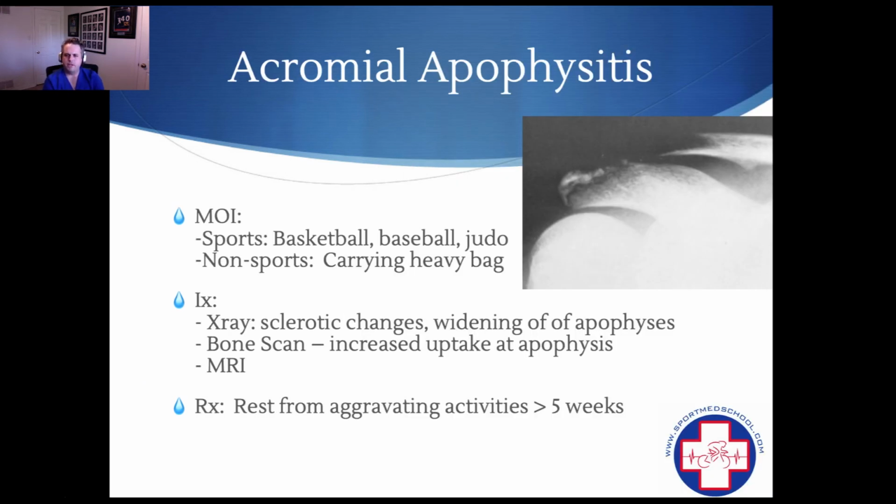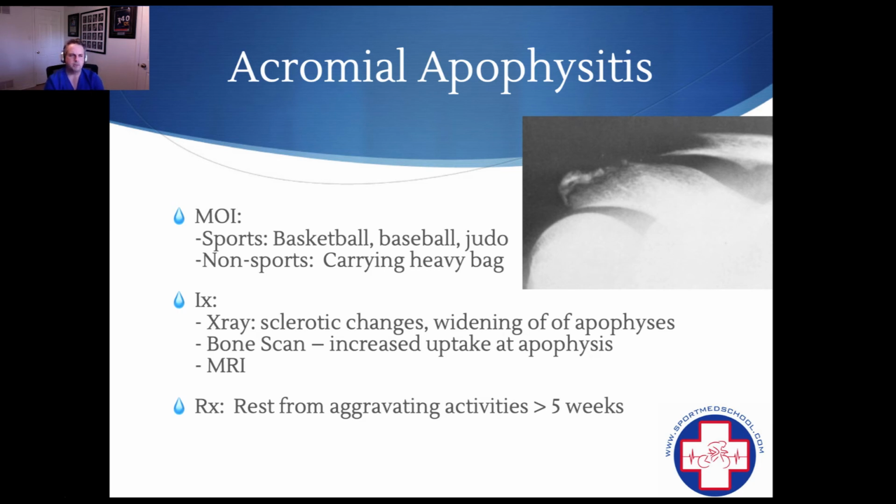So the acromial apophysitis essentially is described in a number of sports. Once again, overhead basketball and baseball, but as well as judo. And it's also associated in children with heavy backpacks. You can see the x-ray here. There's some sclerosis seen at the apophysis of the acromion.